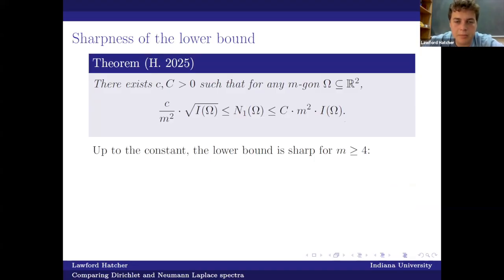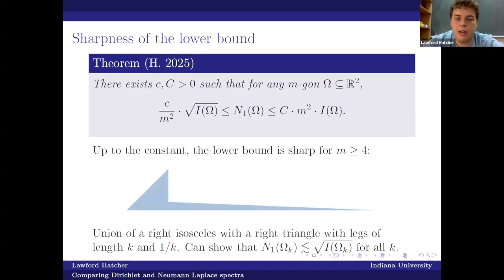And the example is given here: you fix a right isosceles triangle and then you attach a very long and narrow right triangle to it. So this is a quadrilateral. And this long and narrow triangle has legs of size k and 1 over k. So as k goes to infinity, you can check the isoperimetric ratio goes to infinity, because the area stays uniformly bounded, but the perimeter goes to infinity.